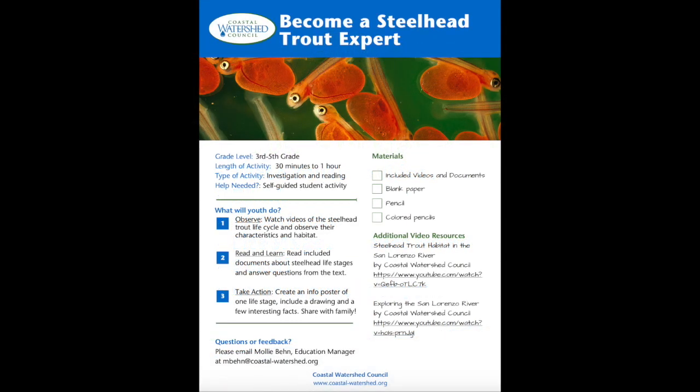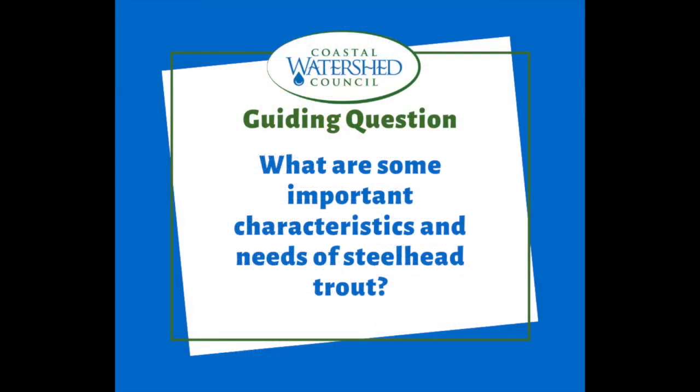This is an example of the activity PDF. You can find the expert text and the life stage sentence frames inside this activity PDF. So let's start with our guiding question. What are some important characteristics and needs of steelhead trout?